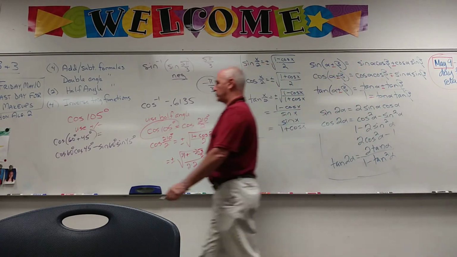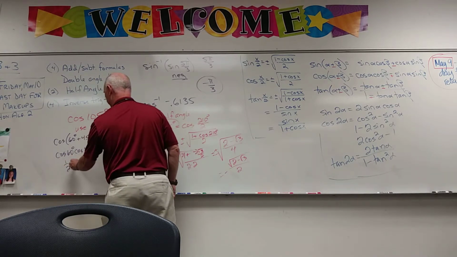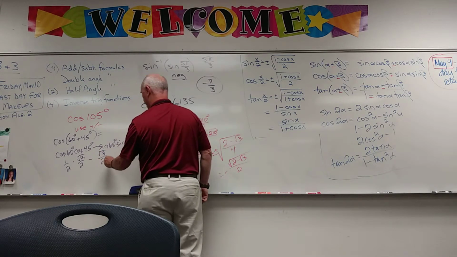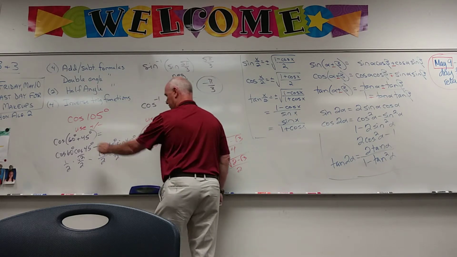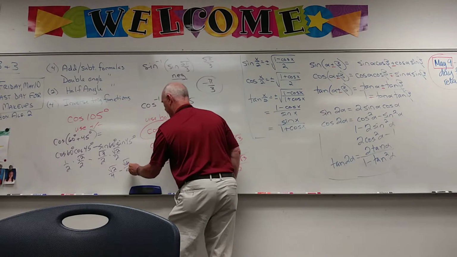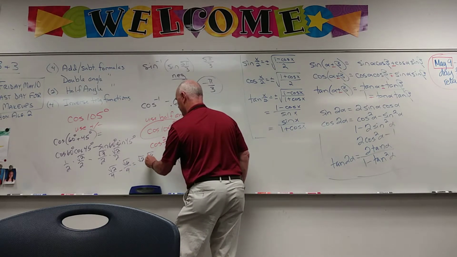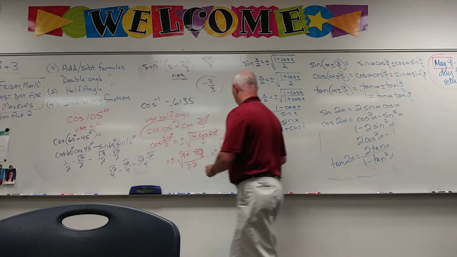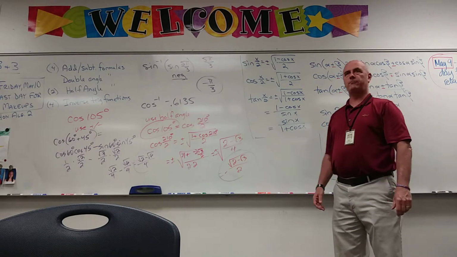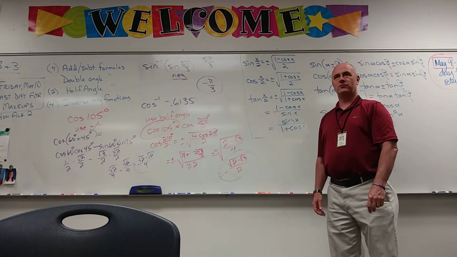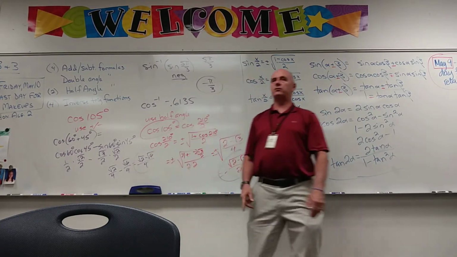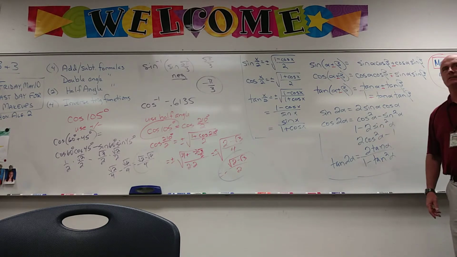So cosine of 60 is 1/2, cosine of 45 is root 2 over 2, minus sine of 60 is root 3 over 2, sine of 45 is root 2 over 2, which gives us square root of 2 over 4, minus square root of 6 over 4, which gives us square root of 2 minus square root of 6 over 4. Which is interesting because we did the same problem, and we got two different answers. And we did everything right, and if you plug this answer and this answer into a calculator, you will find they have the same value.